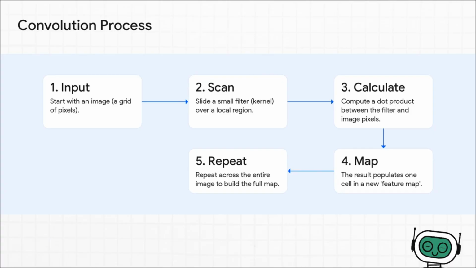Here's how it works. The layer takes a filter, say one that looks for horizontal lines, and places it over a tiny patch of the image. It does a quick calculation to see how well that patch matches the filter. If it's a strong match, it puts a high value in a new grid called a feature map. Then it just slides the filter over one spot and does it again and again until it has scanned the entire image, creating a complete map that shows exactly where all the horizontal lines are.